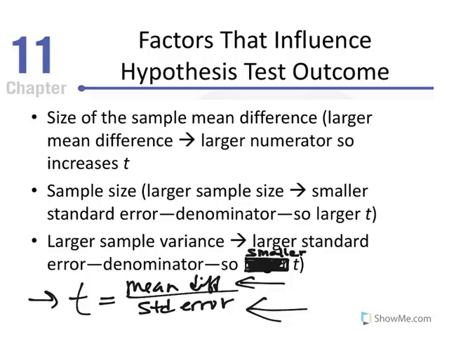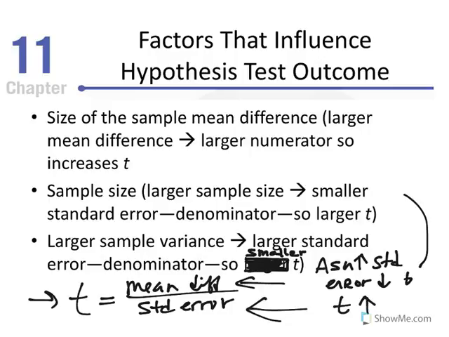I have given you a little shorthand to keep in your notes. As n increases, standard error decreases and t increases. This is representative of this statement here. Again, we've learned that larger sample sizes, because of the equation for standard error, are going to produce lower standard error and then increase our t-value.